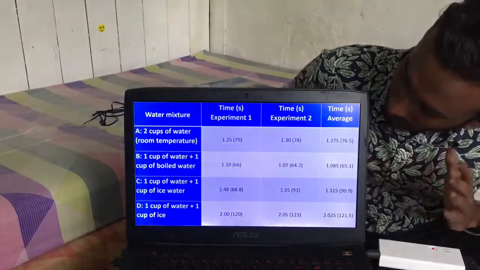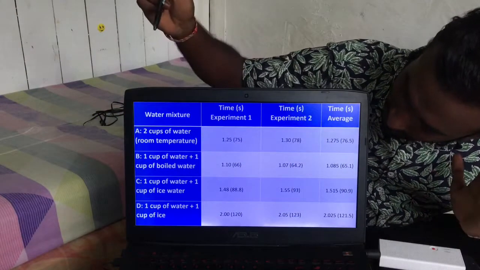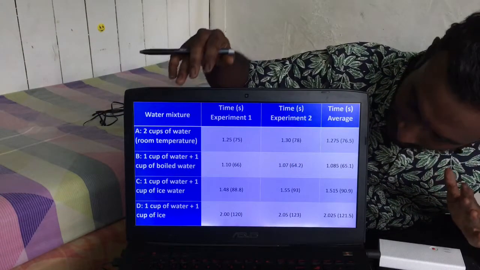Alright, that's all for my experiment. Everything is done well so far. Later on I'll explain why the water took a longer time to boil and so on. I'll explain in more detail later. This is the result for the experiment I've done just now.